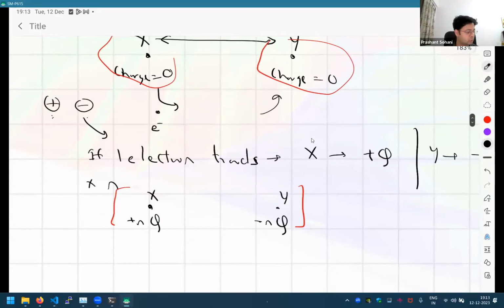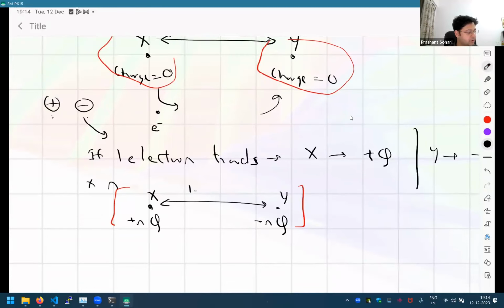So as a result, the total is zero and x has gained a positive charge of nq and y has a negative charge. Any questions? No. Okay. So then now we know the charges and we know the distance between them.